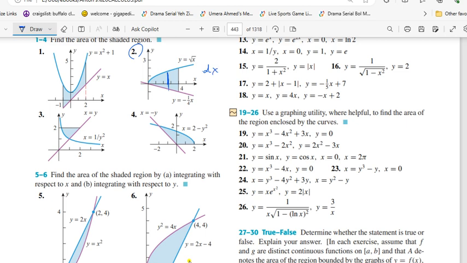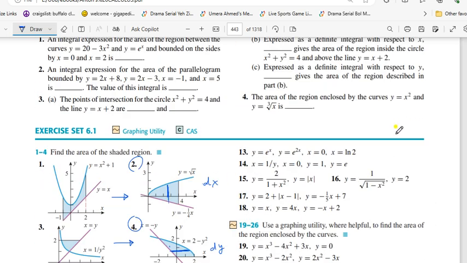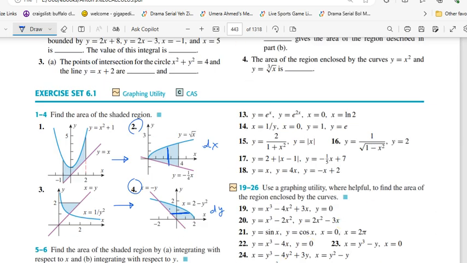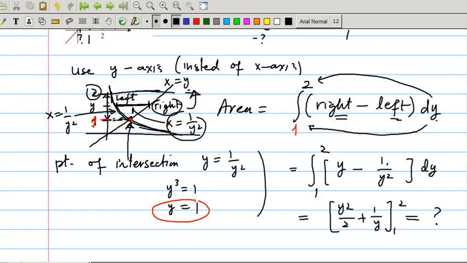So instead of x, if I use y, whatever we were doing with x, do it with y, right? So y limits are from bottom to top, but my curves are from right to left, not from top to bottom. So this will become our integration, and from 1 to 2 you can integrate and find that.